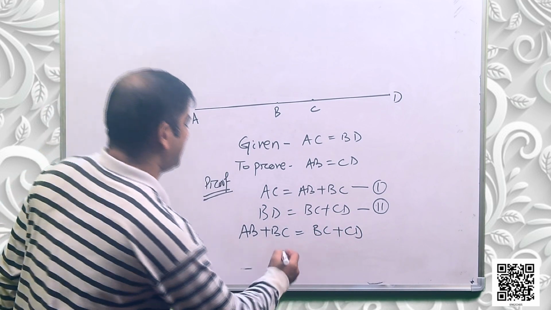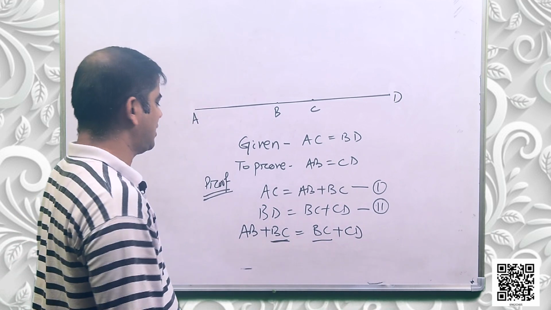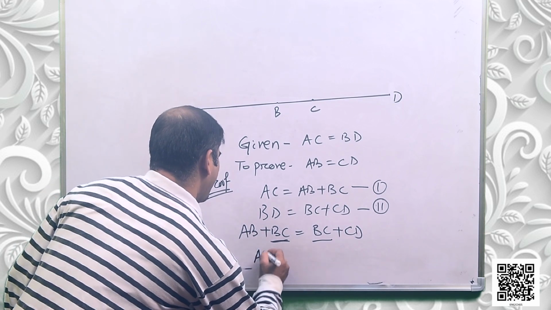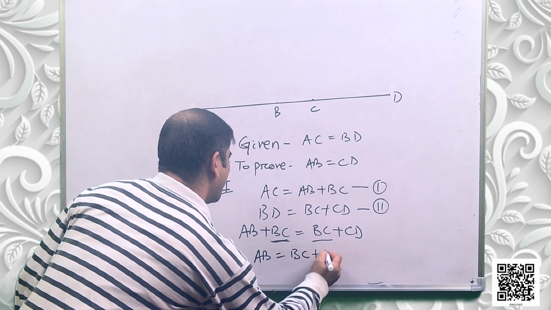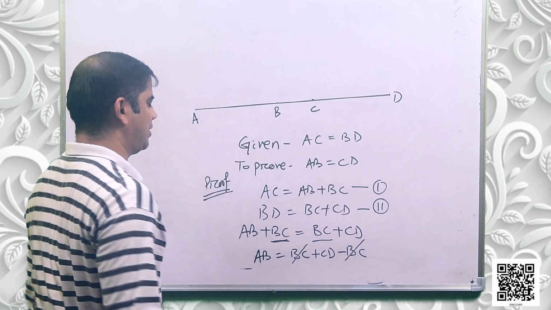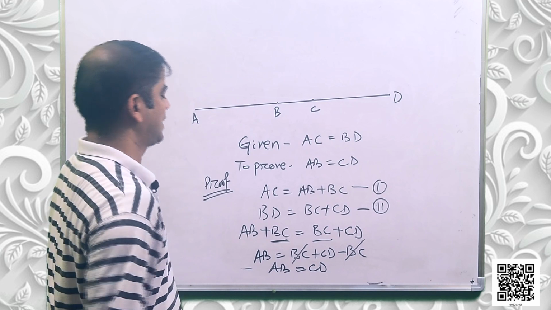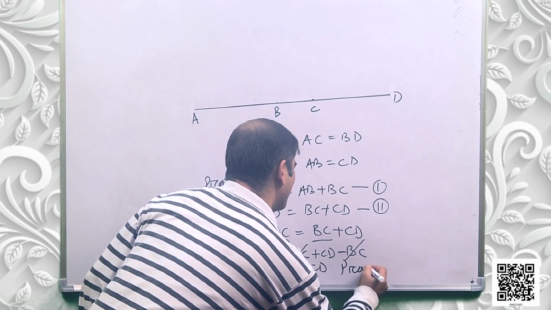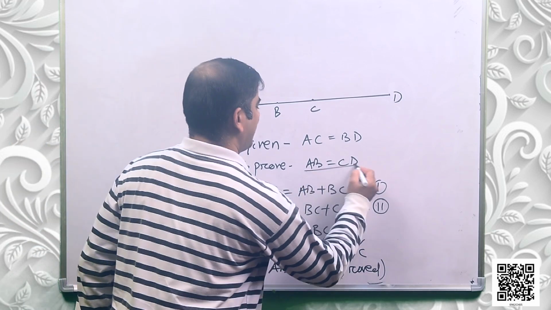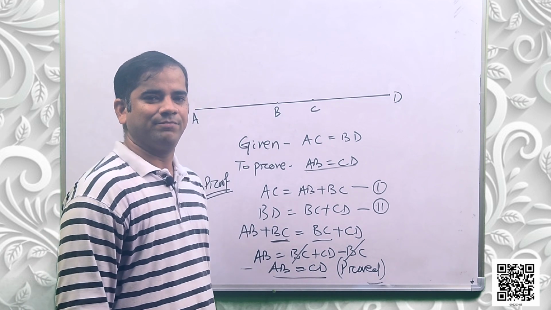As BC is on both the left hand side and right hand side of the equation, I can cancel it out, or I can write that AB is equal to BC plus CD minus BC. When I cancel this out, I get AB is equal to CD. So hence proved. We needed to prove that AB is equal to CD, and we have proved it. Hope you understood.